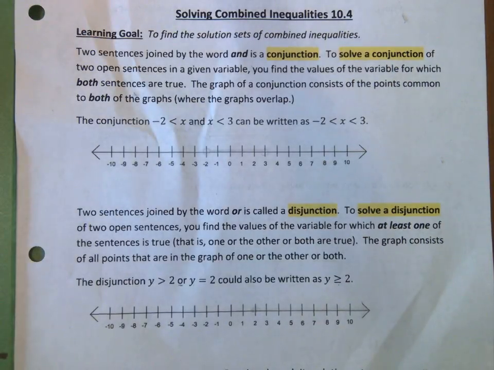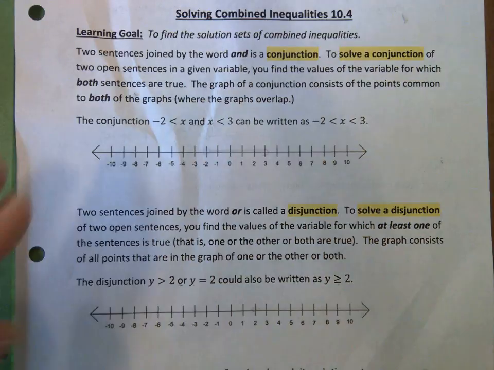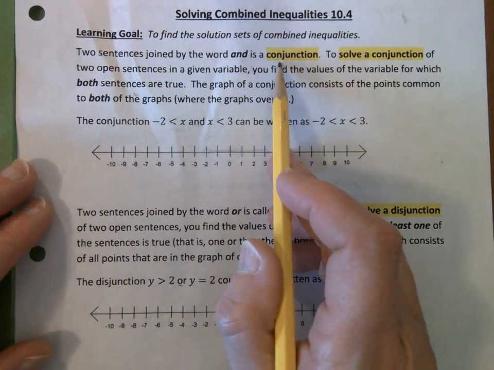Okay, we're looking at solving combined inequalities. There are two types of combined inequalities that we're going to look at. One is conjunction, which is similar to a conjunction that you have in English, and the other is a disjunction. Two sentences joined by the word and is a conjunction.